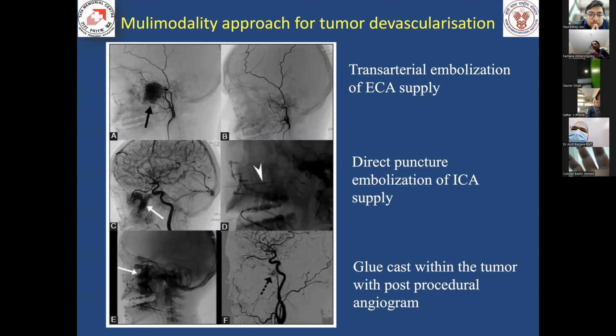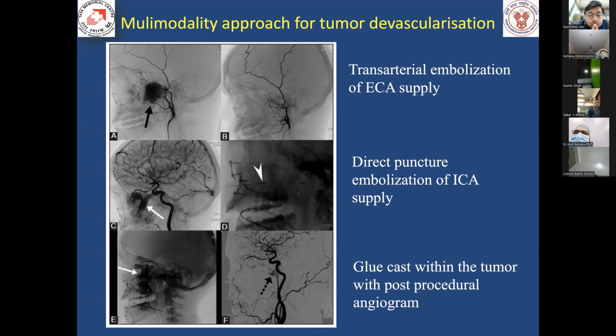The other way to embolize is percutaneous. So like I told, ECA, we can go inside endovascularly and safely embolize. But sometimes we get supply from the ICA. Here you can see this is the internal carotid artery and supply is coming from the ophthalmic artery. So when we are embolizing endovascularly, ICA is not a good location, because there is very high chance that these particles will reflux into the brain and cause stroke.